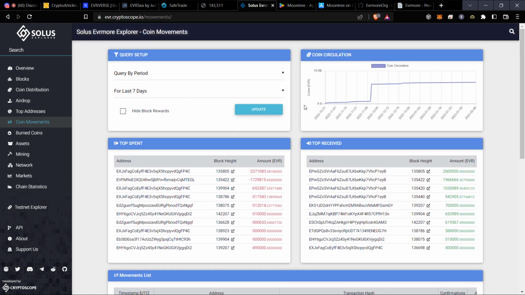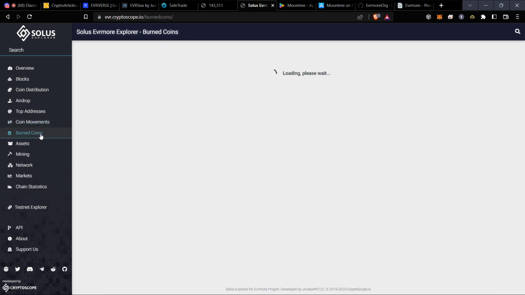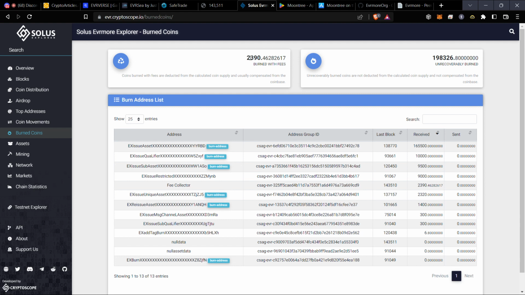Okay, let's see. Coins. Obviously, we saw that big old chunk of movement there. That's insanity. Burned coins. Let's see how many coins are currently burned with fees. 2,390. Unrecoverably burned. Oh, yeah, okay. Interesting. Coins burned with fees are deducted from the calculated coin supply and usually compensated from the Coinbase. Unrecoverably burned coins are not deducted from the calculated coin supply and not compensated from the Coinbase.